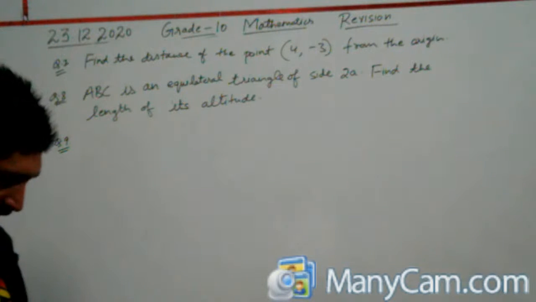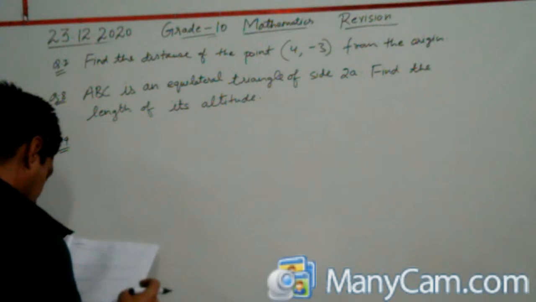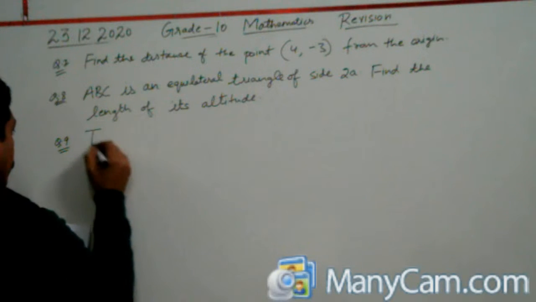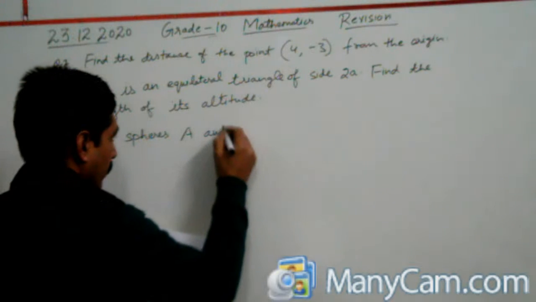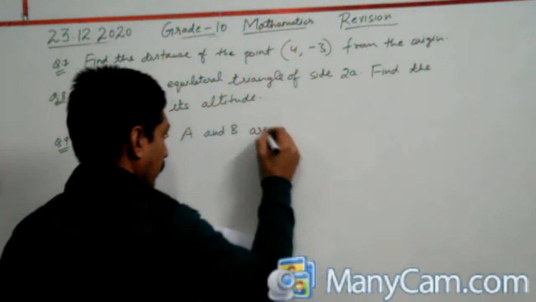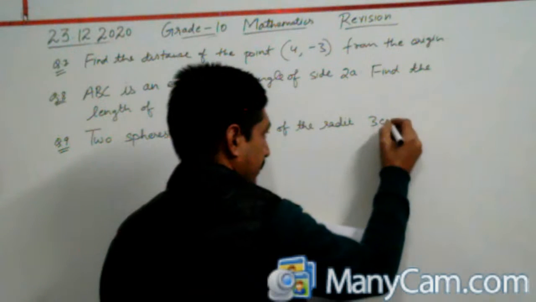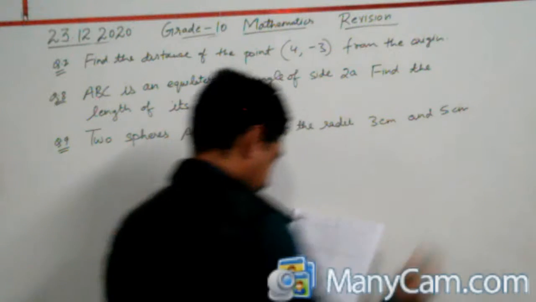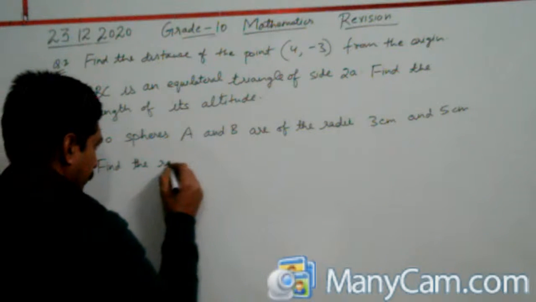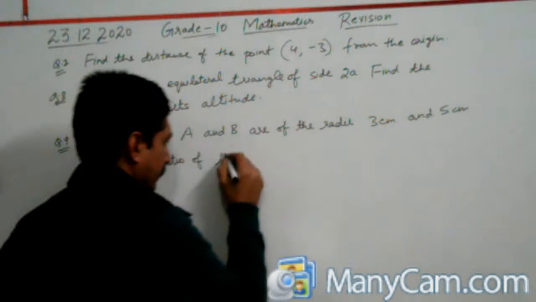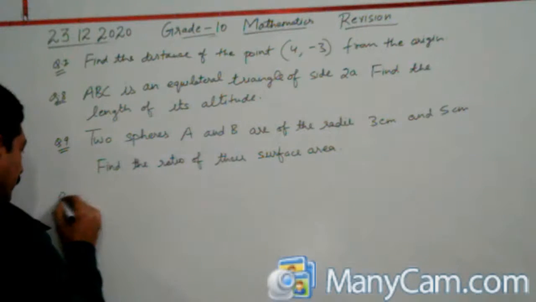Next question. If two spheres A and B are of radii 3 centimeter and 5 centimeter, find the ratio of their surface area.